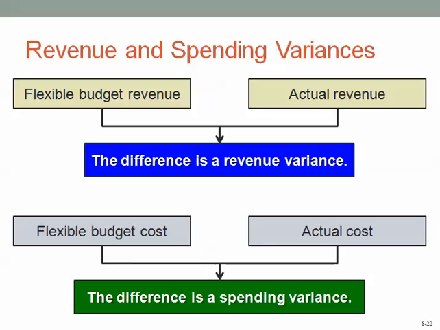A spending variance is the difference between how much a cost should have been, given the actual level of activity, and the actual amount of the cost. So again, our revenue and spending variances are simply the difference between our flexible budget amounts and our actual amounts.